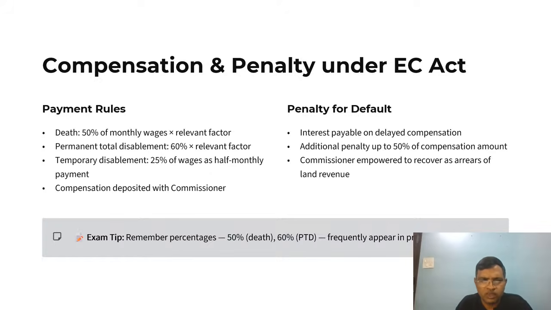Okay, so from an examination point of view, remember the percentages: 50% for death and 60% for PTD. So it may be asked frequently in the examination.